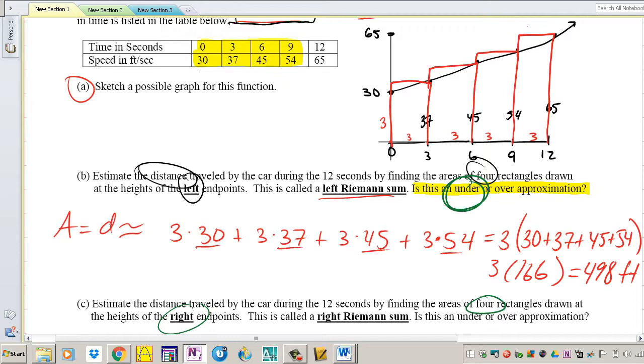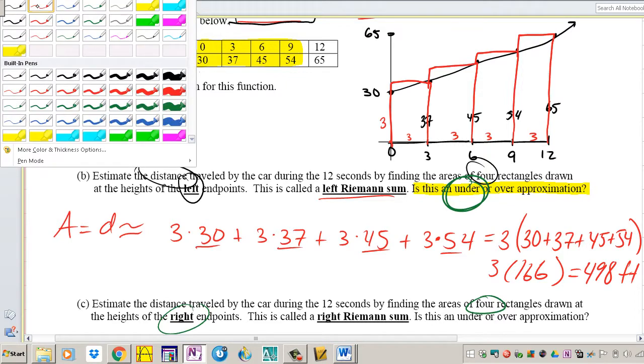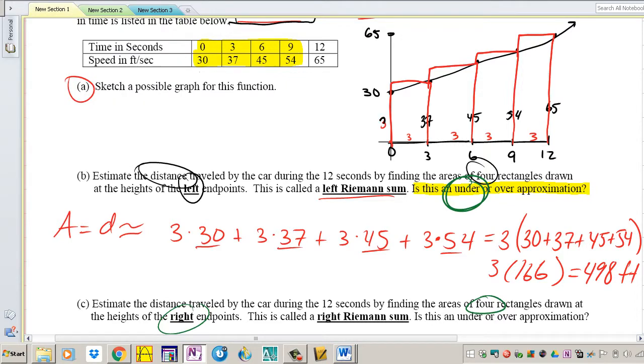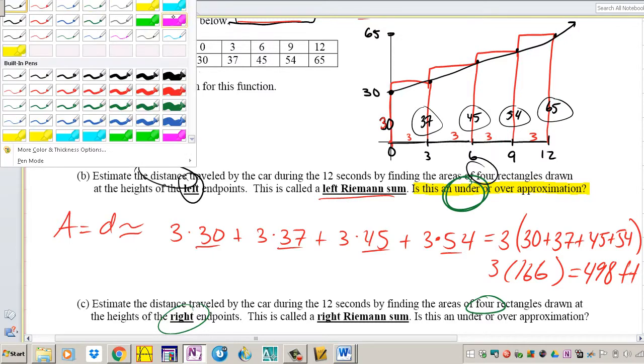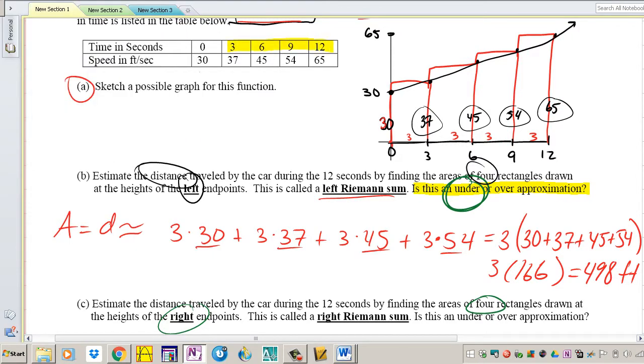Now for right Riemann sum, we're using the right endpoints. So we're going to be using 37, 45, 54, and 65. So we're not going to be doing the first 4, we're going to be doing the last 4. So for right Riemann sum, we omit the first and then do the last. For left Riemann sum it was the other way around. We would omit the last and compute the first.